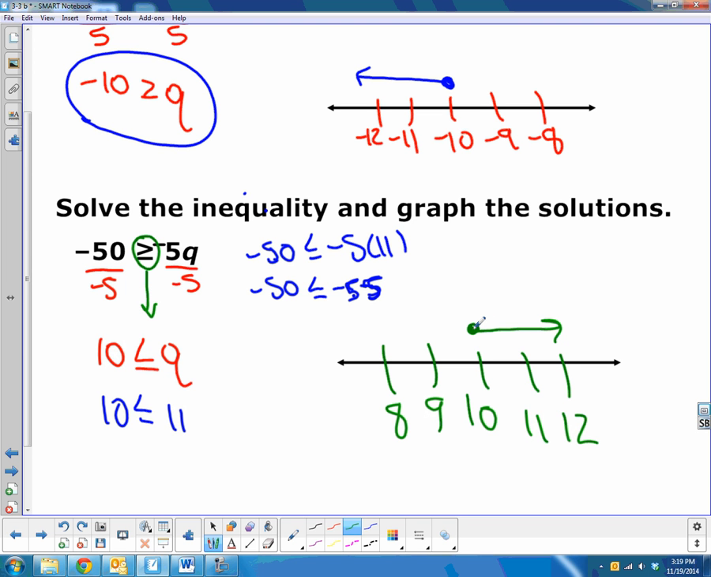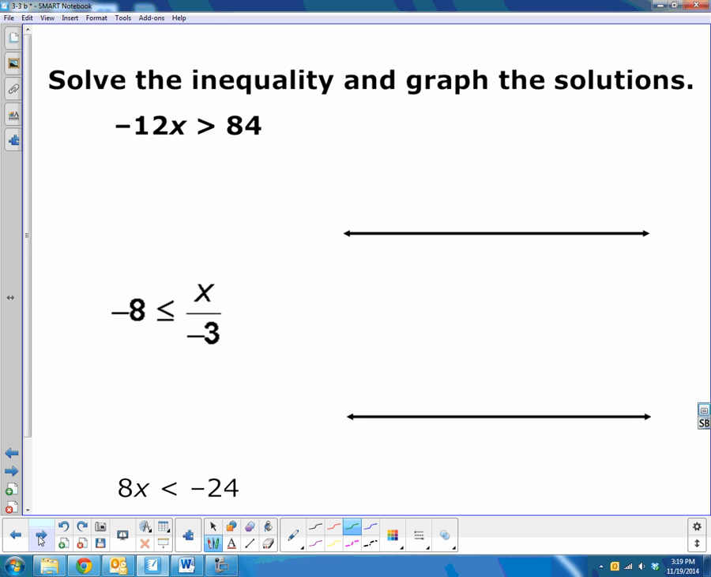So it is going to be a slightly different solution than what we would have had if we left it alone. We did some examples to show that it really doesn't work unless you flip that symbol over. But what you need to remember is any time that you multiply or divide by a negative, you flip the symbol around. Let's look at a couple examples here.